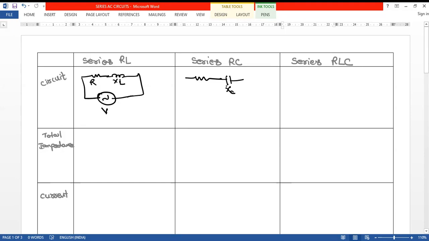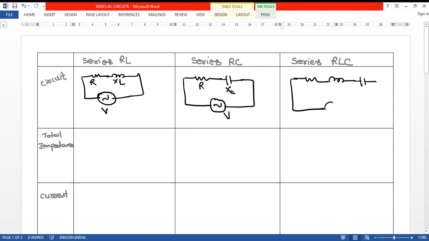Series RLC circuit. C, R. V is the sinusoidal voltage source.